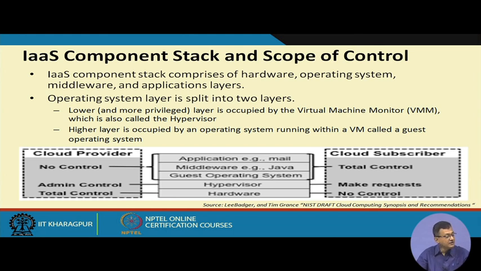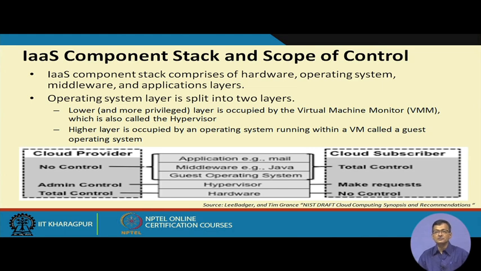So, if we look at the IaaS component stack and scope of control, the IaaS component stack comprises the hardware, operating system, middleware and applications layers. The operating system is built into two layers. The lower, most privileged layer is occupied by the virtual machine monitor or VMM, which is also called the hypervisor. The higher layer is occupied by the operating system running within the VM, called a guest operating system.